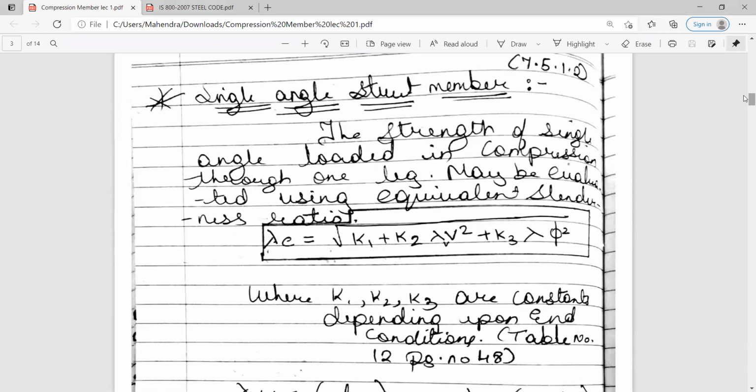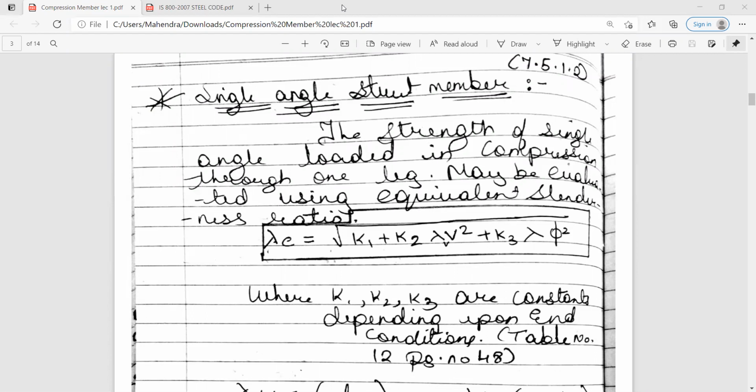Now, for a single angle strut member, if you want to calculate the strength of a single angle loaded in compression through one leg, it will be calculated from the formula lambda e. The formula is lambda e equals the square root of k1 plus k2 into lambda vv square plus k3 into lambda phi square. Again, this formula is in clause number 7.5.1.2 of your IS 800 2007.